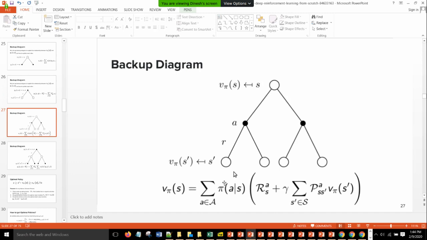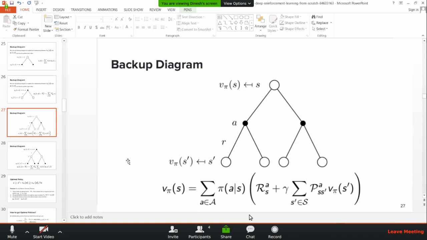So you have a policy here, and given a particular policy, you are calculating the average expected reward of the particular state transition. If you are moving from one state to another state, what is the reward you are going to get for that given policy? So finally, you are calculating V pi of S, which is nothing but the value function of the particular policy.